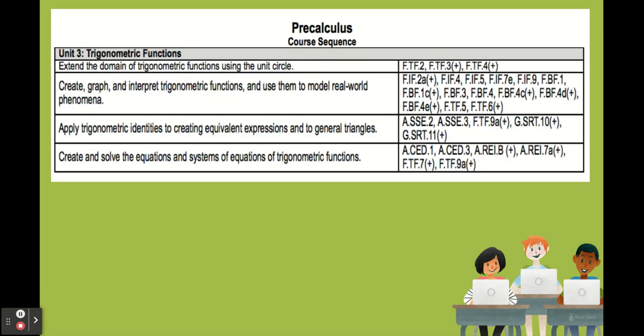All right, Unit 3 says trigonometric functions. This is a little bit different from what you did in geometry, but you're going to use that geometry foundation that you have. So the understanding of sine, cosine, and tangent, you're going to be able to use here. They're going to give you a unit circle, and with the unit circle, it's the same thing that we did where degrees equal radians on the unit circle.